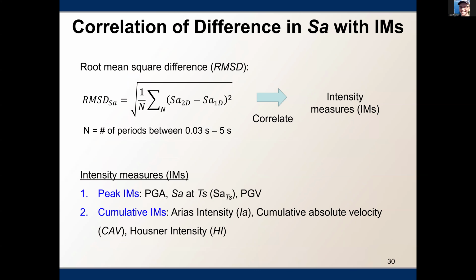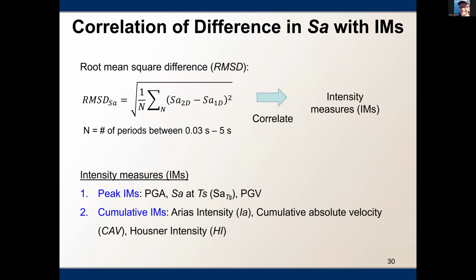Now I will try to correlate the difference in spectral acceleration between 1D and 2D shaking with different intensity measures, so as to have a predictive relationship. For that, I calculated the root mean square difference between the spectral acceleration in 2D minus the 1D. This was summed at all the periods between 0.03 to 5 seconds. So we are converting a vector value into a scalar value, which is the root mean square difference. This scalar value is then correlated with the different intensity measures of the input motion.